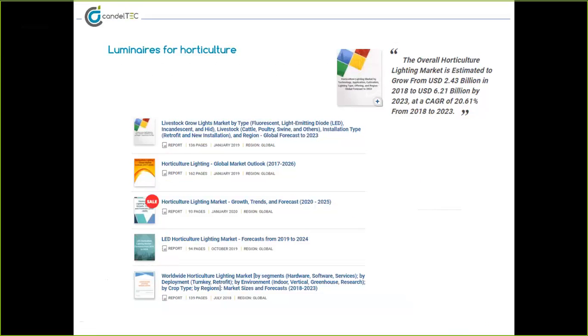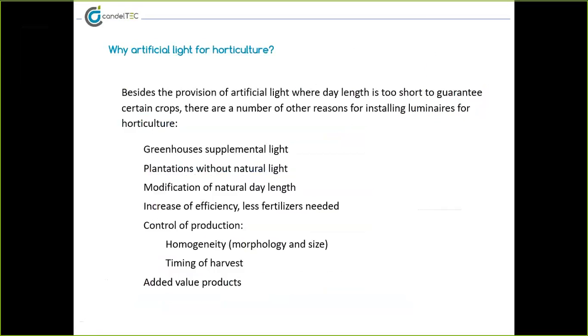of sun. The main reason for the use of artificial light, as the only source of light or as additional light for a greenhouse, is the increase of efficiency. We can modify the natural day length, use less fertilizers, control the timing of the production, and improve the uniformity of the products in terms of shape or size.